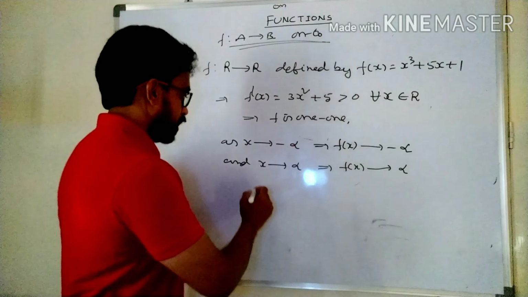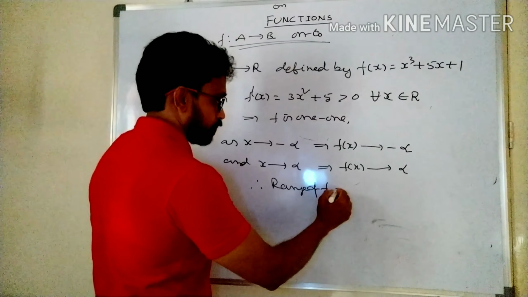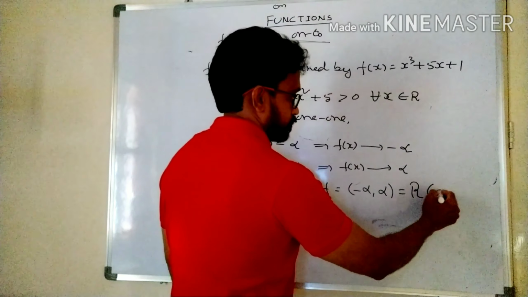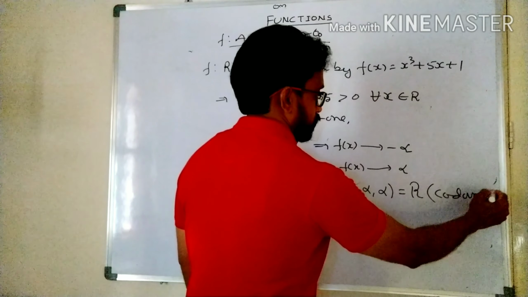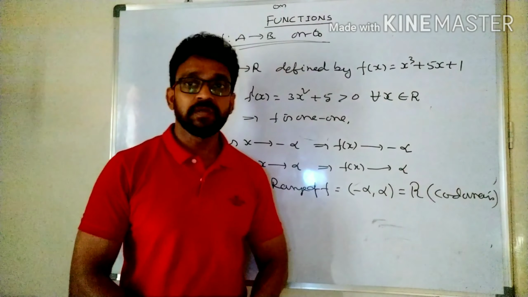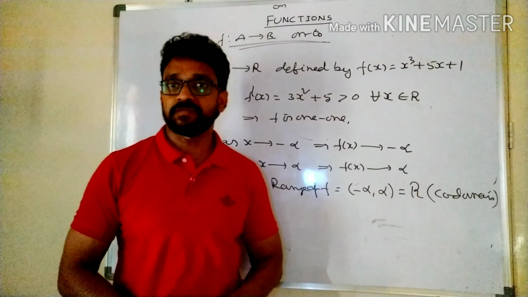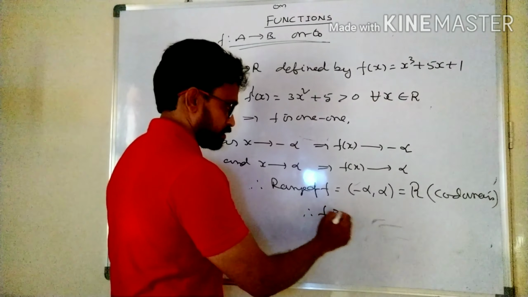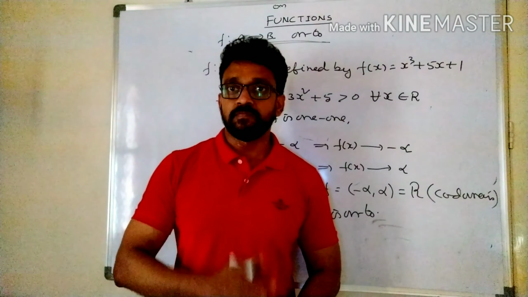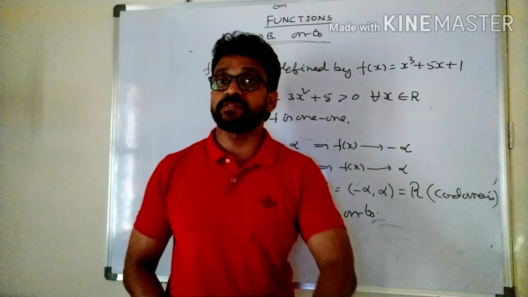Understood? Right. Therefore, the range of f is the set of all real numbers. So the range of the given function is equal to the set of all real numbers, which is the codomain of the given function. That's why, therefore, f is onto. Now, the remaining problems on onto functions we'll discuss in the next video. Thank you.